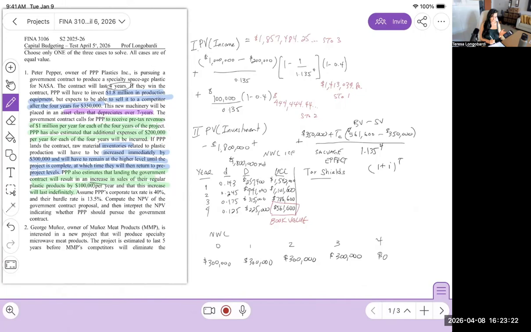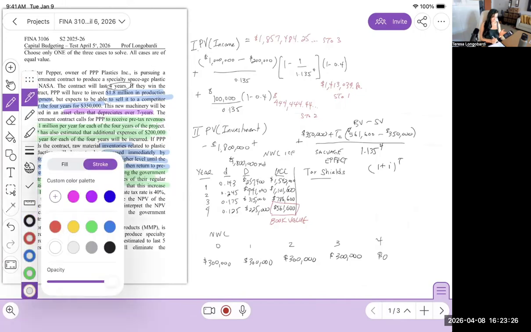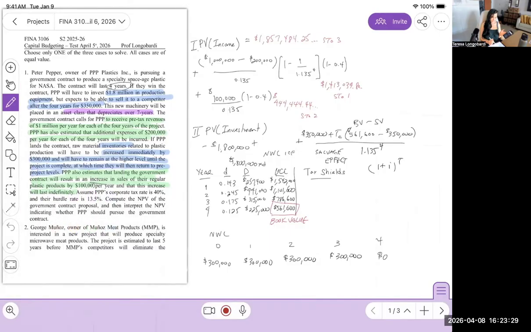So, I mean, I could put a label here that this is inventory. Please get rid of files. And write inventory. And this is all that's going to represent our net working capital required. That's all we need according to the case.